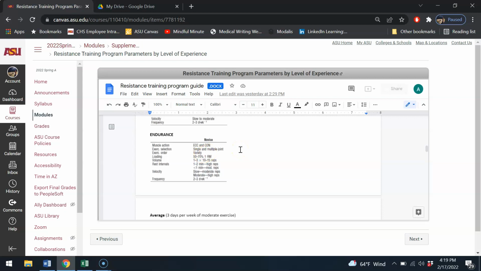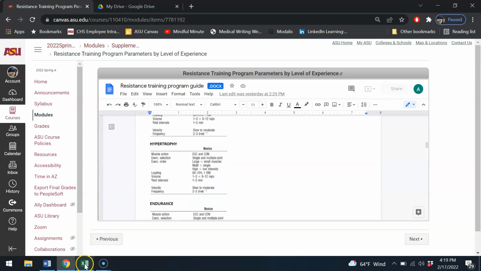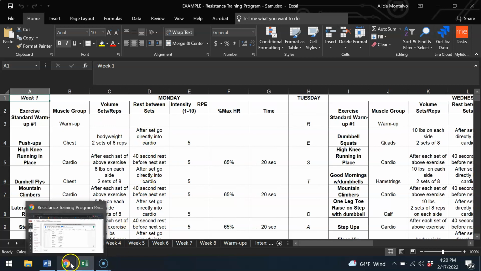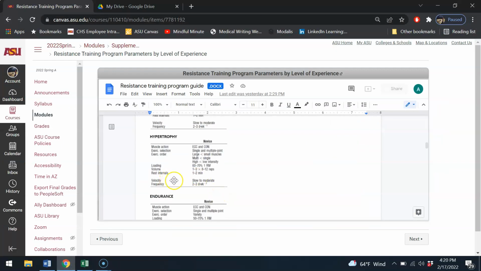All right, let me go back to the spreadsheet now. All right, so here we go. Sets, reps, volume. Rest between sets. Again, if you come back over here to this sheet, it tells you how long. If you're working at this, they need 1 to 2 minutes of rest between sets. This tells you everything.